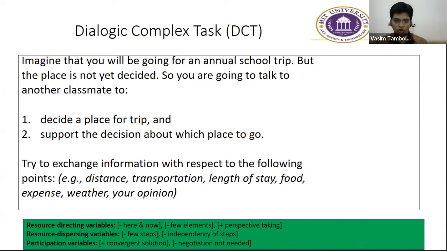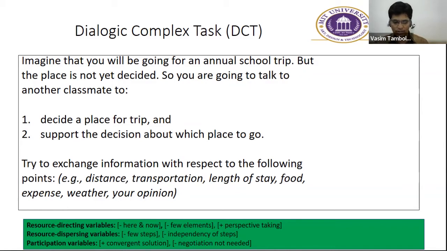So this is a dialogic complex task, in which the theme of the task is vacation, and learners needed to decide on a place that they are going to visit as a school trip or class trip. So in this task, the here-and-now feature was missing, and the there-and-then feature was present. It means they had to talk about a near future event.